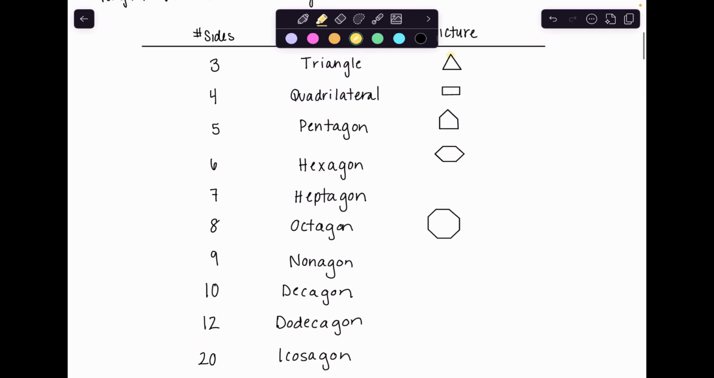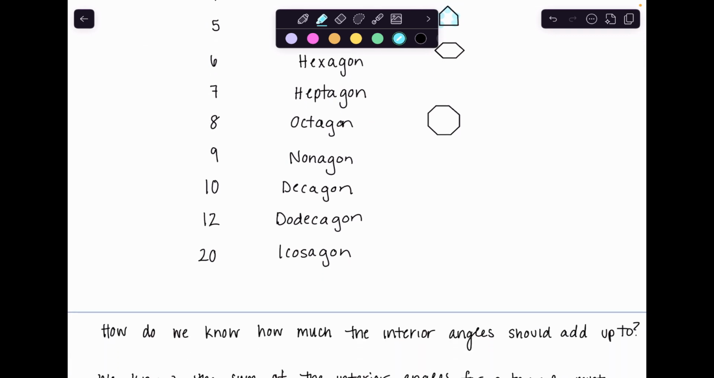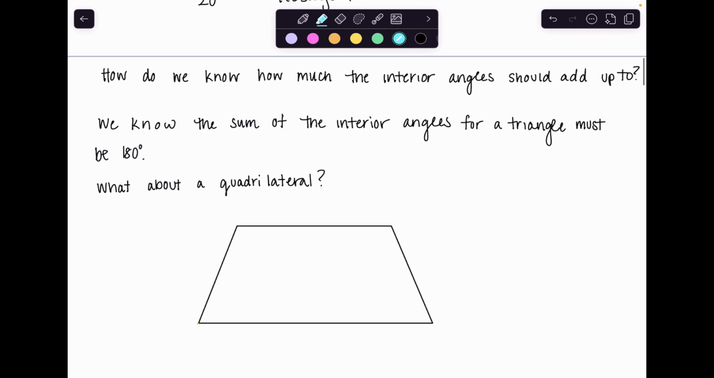So to go back up here, we know for a triangle, those 3 angles are going to add up to 180. And we're actually going to see if I have a 4-sided figure, what do those angles add up to? A 5-sided figure has 5 angles. What should those angles be? And really, it's all going to be based on those triangles. So how do we know how much the interior angles should add up to? We know that the sum of the interior angles of a triangle must be 180 degrees.